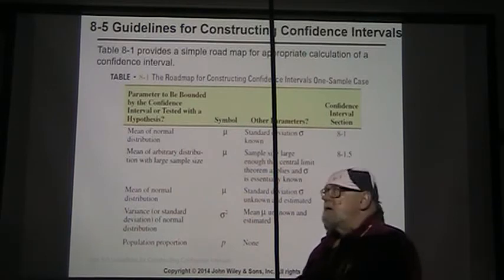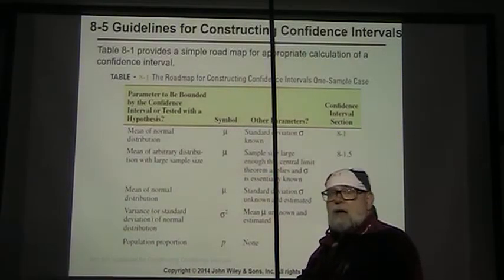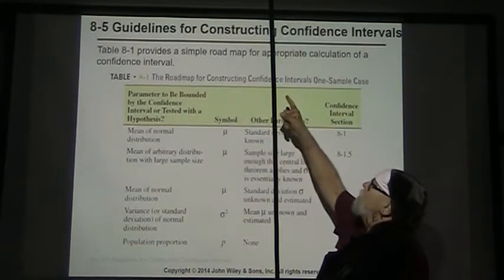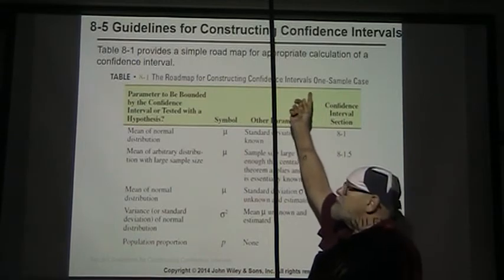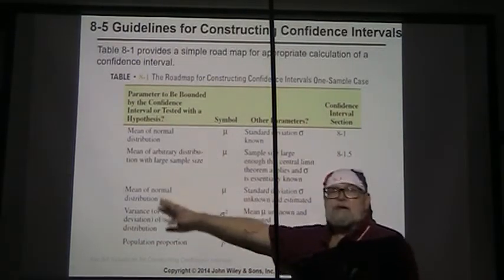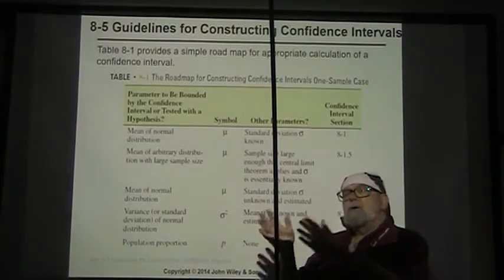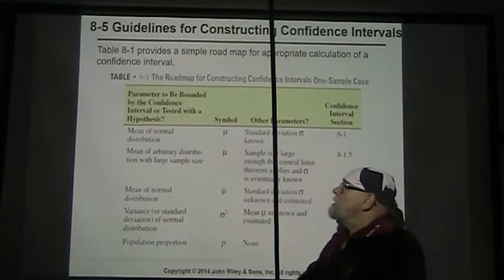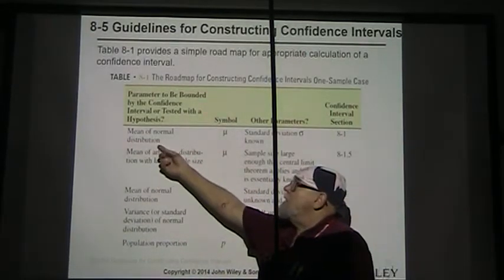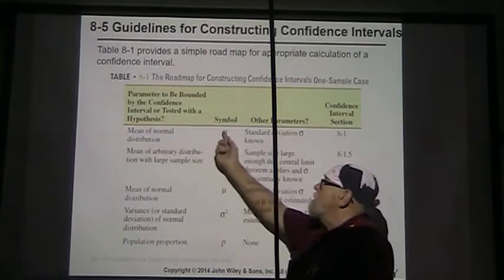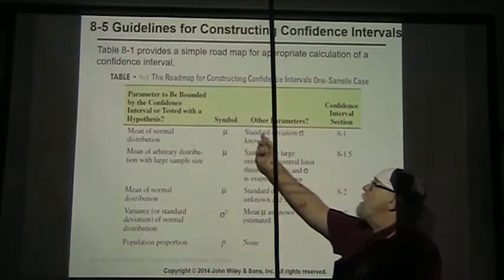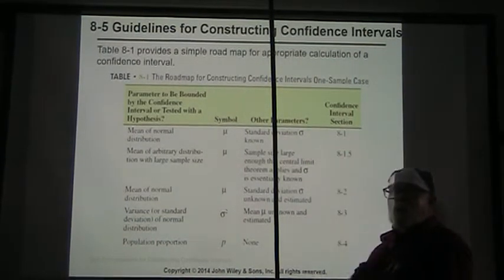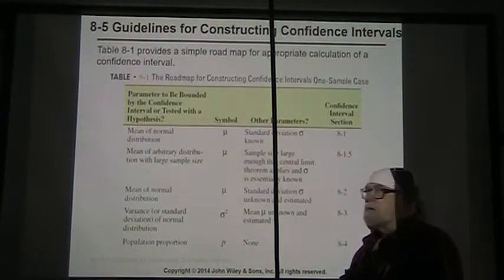This slide is an extremely helpful one. In this one, when we're going to construct our confidence bounds, if you use this table, it will help you decide what distribution you need to be in, right? So, for example, we want to find the mean of a normal distribution, mu. Well, if we know the standard deviation, then we go to section 8.1 and we use the formulas there.